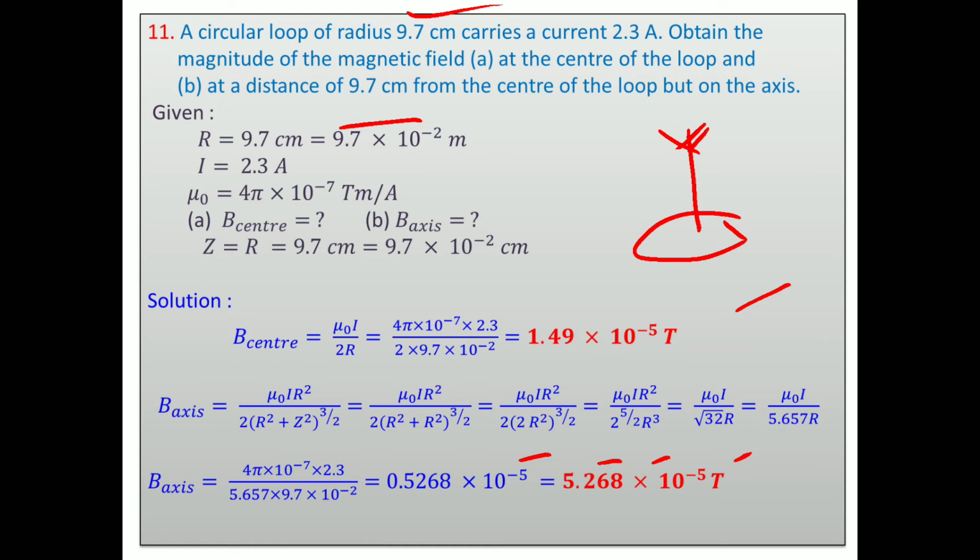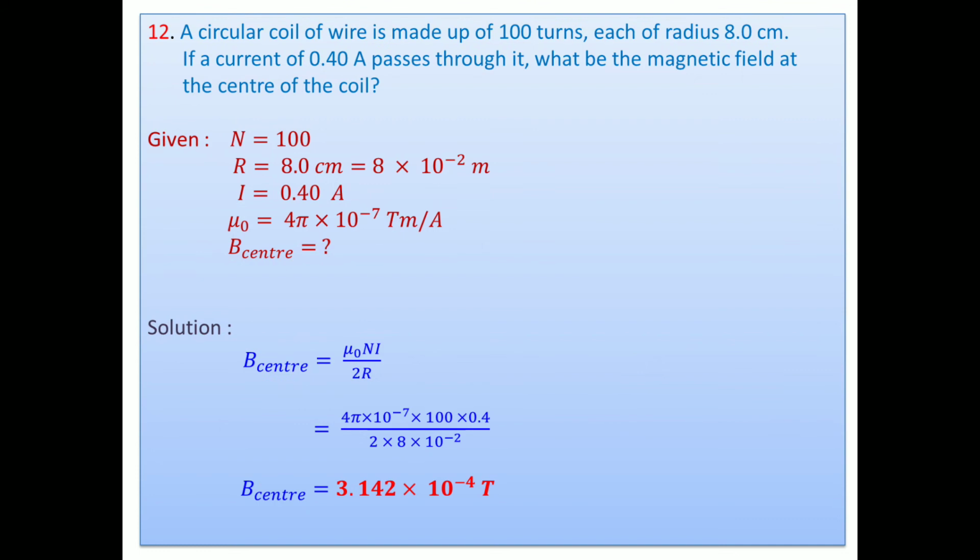Mu naught I, so mu naught is 4 pi into 10 raised to minus 7 and I is 2.3, and thereafter 5.657 into 9.7 into 10 raised to minus 2, R is substituted. And thereafter you make the calculation with the help of log table. It is 0.5268 into 10 raised to minus 5, or 5.268 into 10 raised to minus 5 Tesla. This is your final answer, the magnetic induction along the axis point.